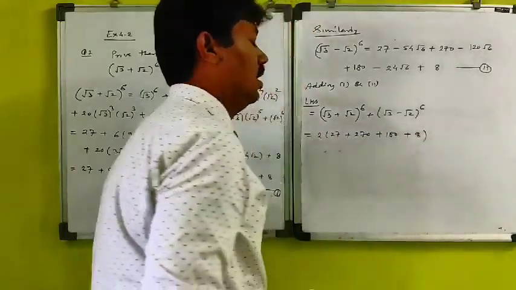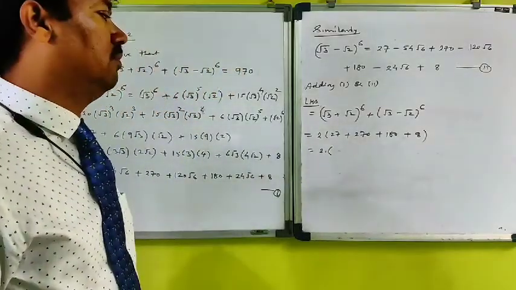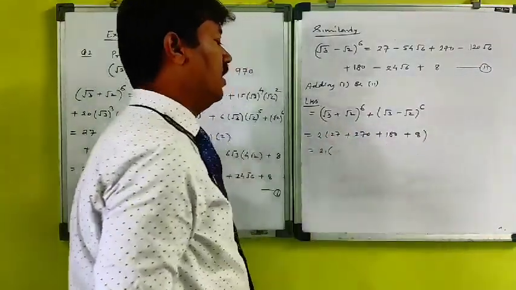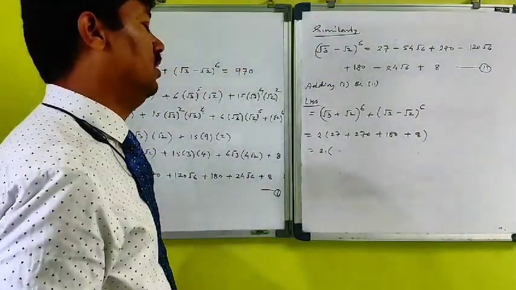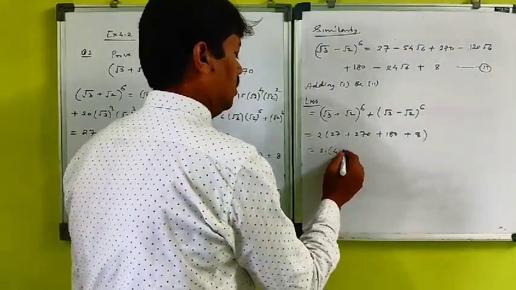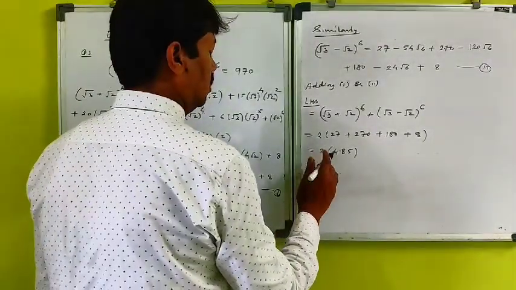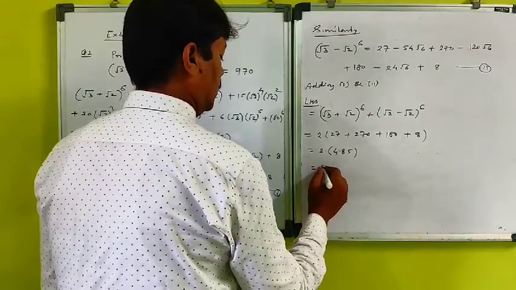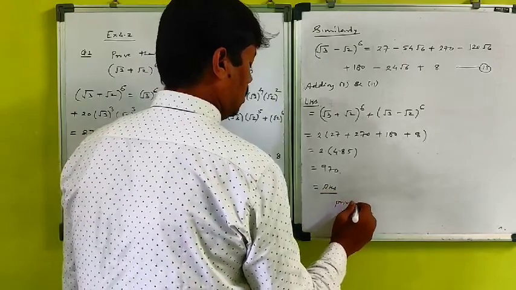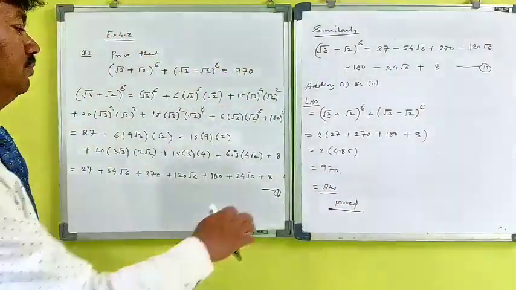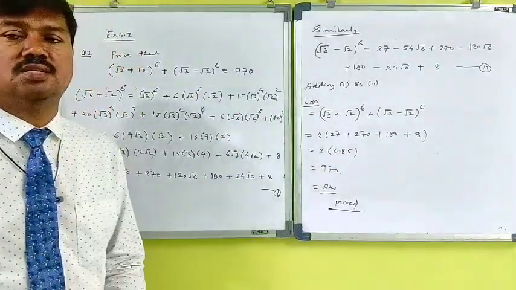So this is the remaining expression. It is 2 into 27 plus 8 is 35, and this is 350, this is 450. 450 plus 35, so this becomes 485. And 485 multiplied with 2 will give you 970, and that is your right hand side. So it is proved because 2 into 485 is 970. So you can easily prove this one.